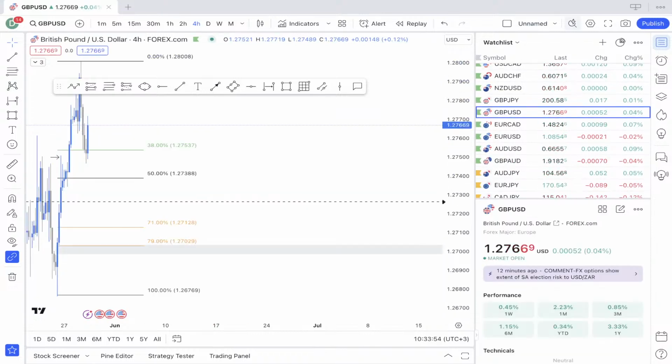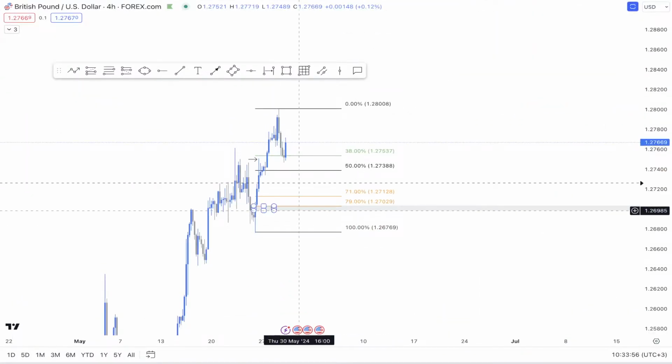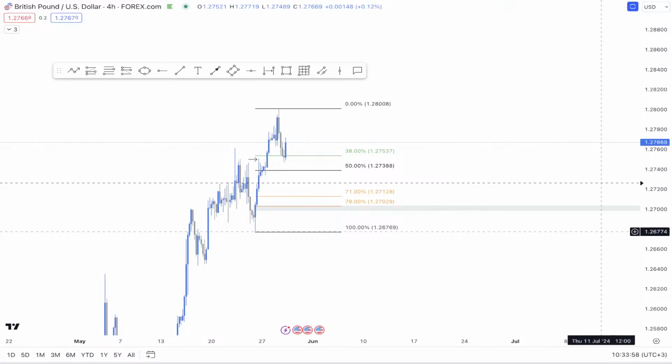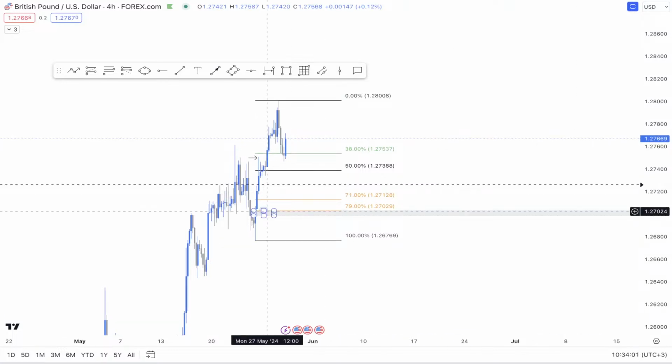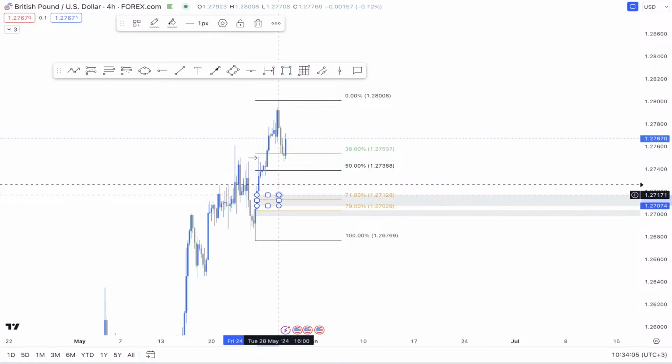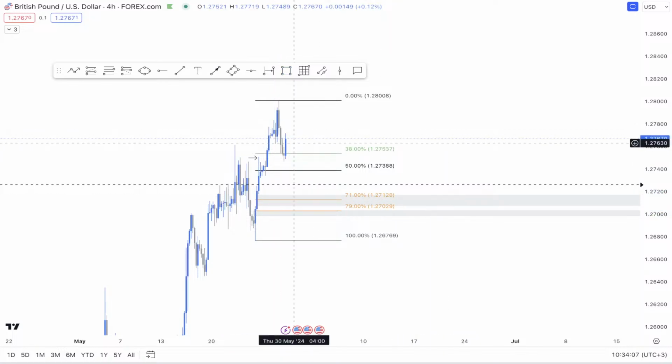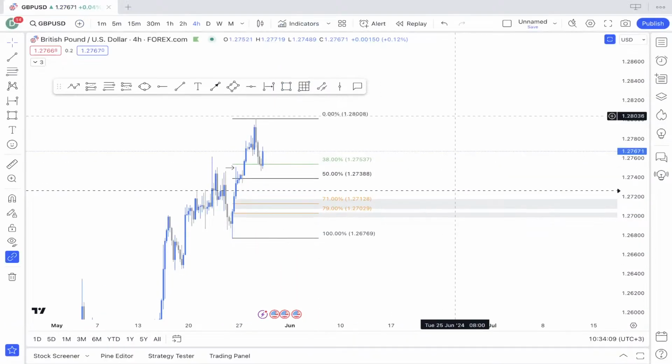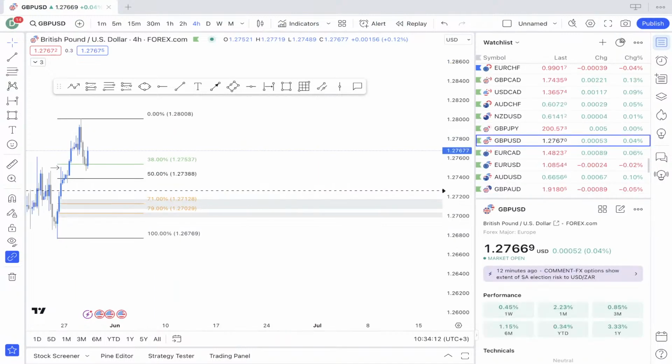GBP USD looking bullish. Okay, textbook break towards the upside that left a lot of imbalance behind. We have this fair value gap as well as this one, and they are lining up with the area of interest. And the pullback so far looks pretty corrective as well. Okay, so we definitely want to see a continuation of that.